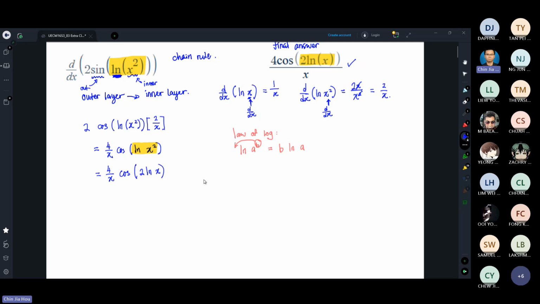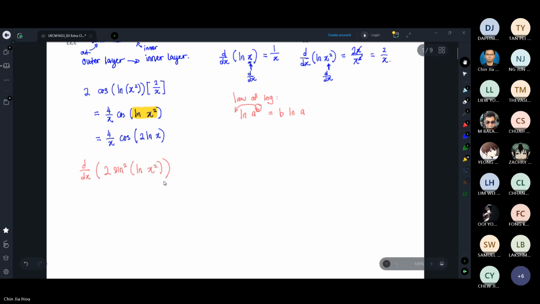Let's say I change it a little bit. Extra question here. I change a little bit. Things get much more complicated. Now, instead of sine, I put sine square. I still have the ln x square inside the sine square. Right. Now, for this one, when we differentiate it, we need to be very, very careful with this part, sine square.